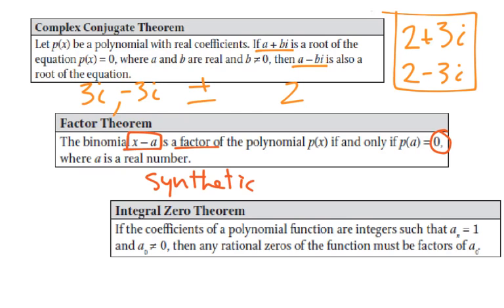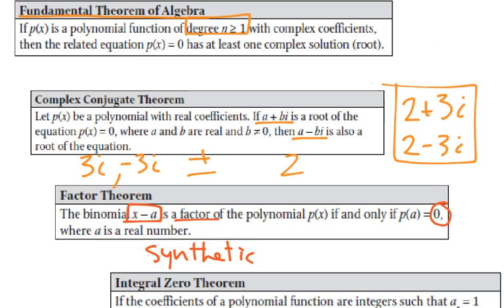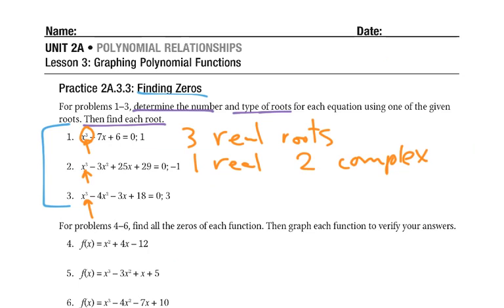And then the last one: if the coefficients of a polynomial function are integers, then any rational zeros of the function must be factors of a sub 0. Rational would be without the roots in there, square root, cube root, and that stuff. So it would basically have to be the y-intercept as well, a sub 0, that first term. That one we don't see as much. Alright, anyway, let's get going.